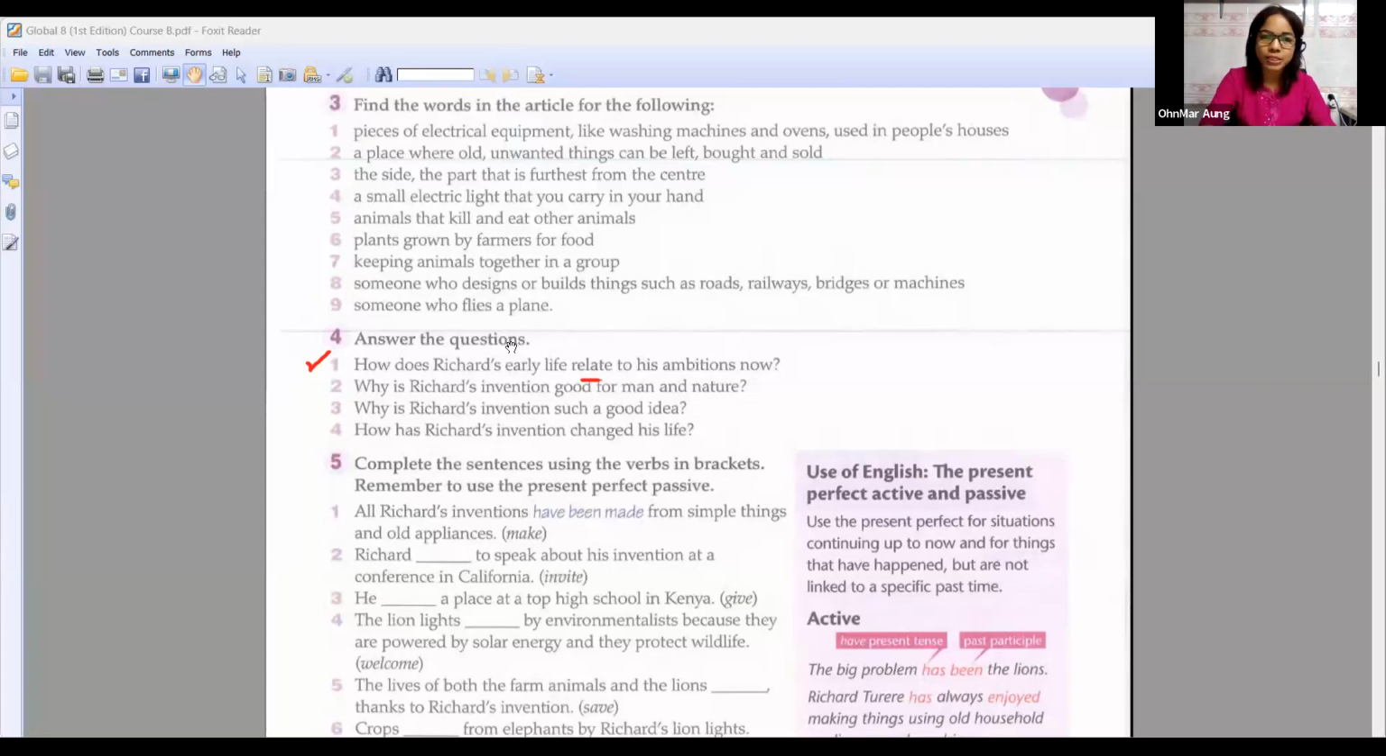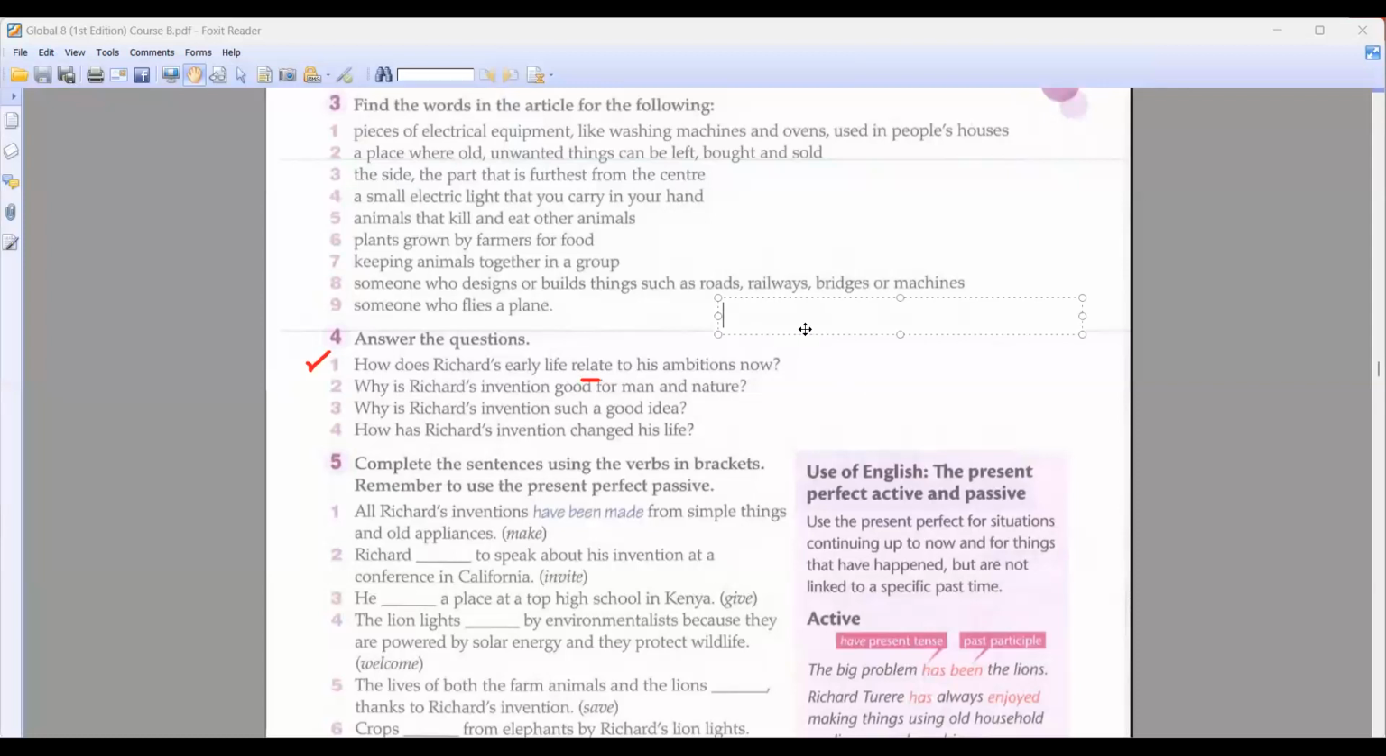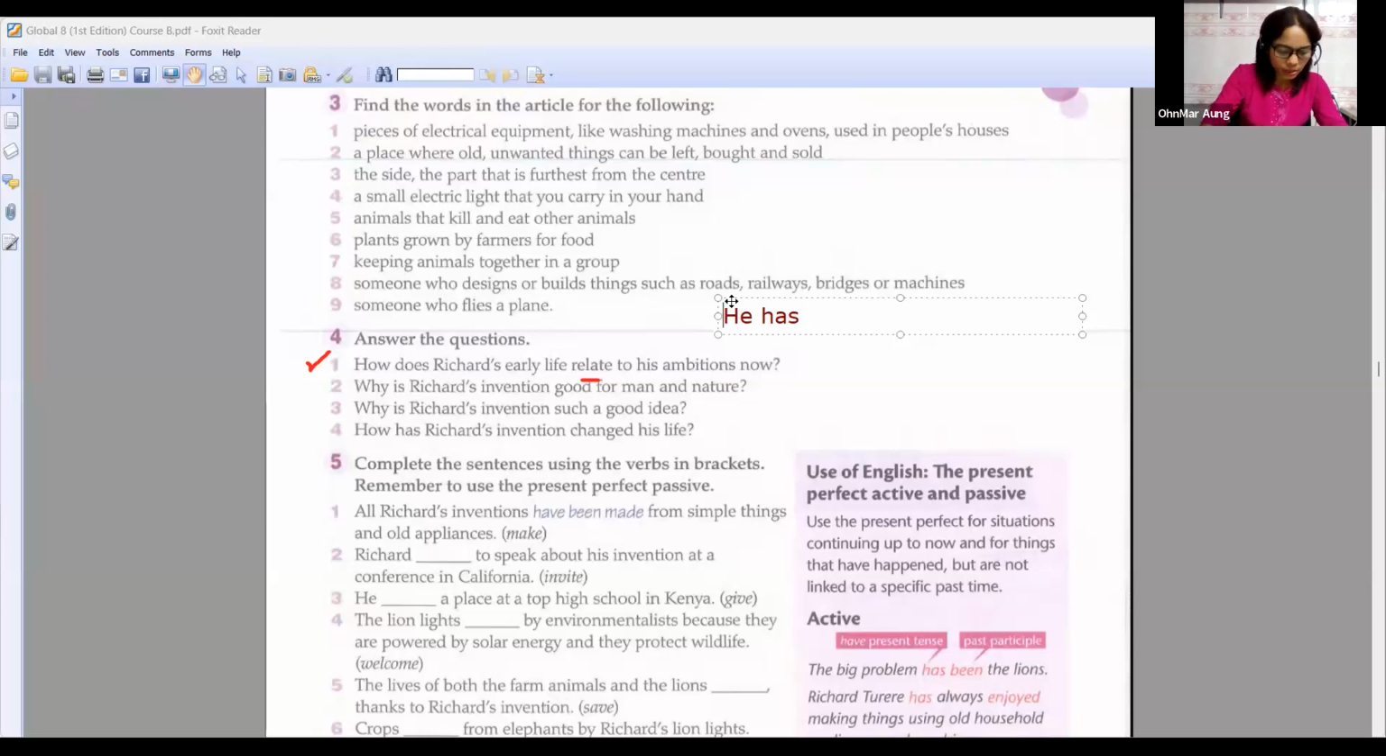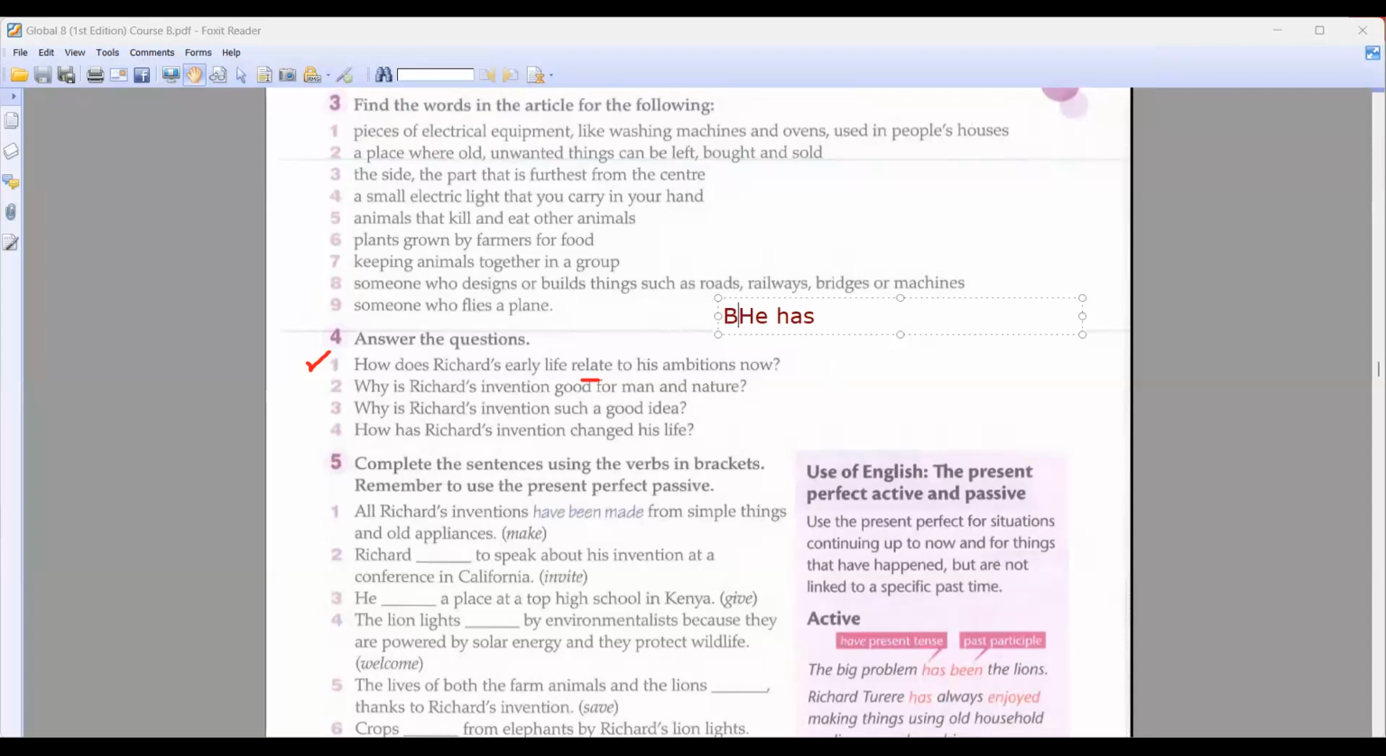The question says, how does Richard's early life relate to his ambitions now? So, if you were asked in the exam, how would you write? How would you write in your own words? He has always been fond of creating things out of old household materials and machines since he was very little. So now he wants to be an engineer. So now when he grows up, he wants to be an engineer.